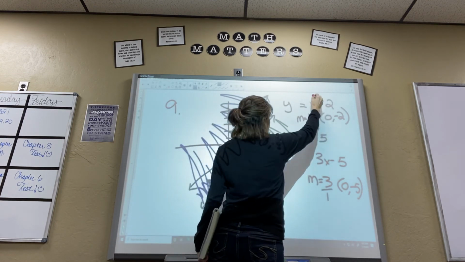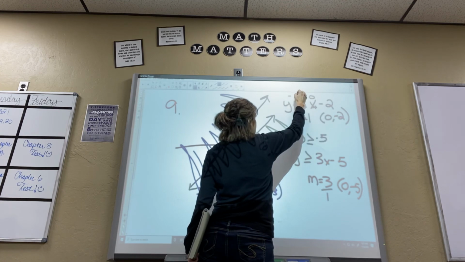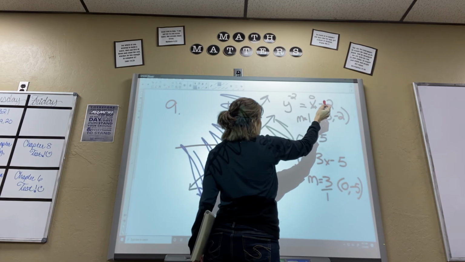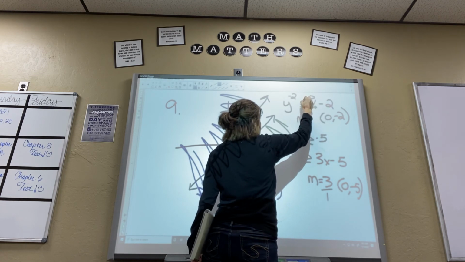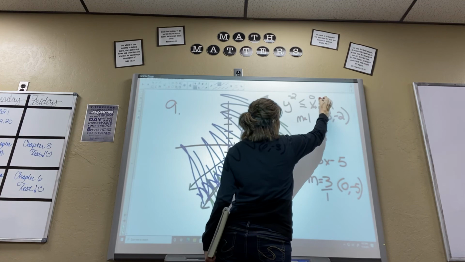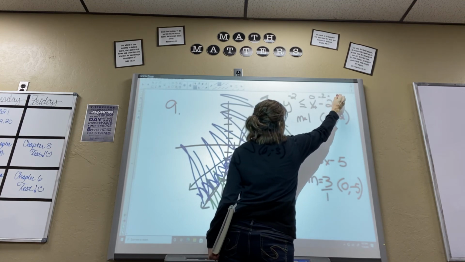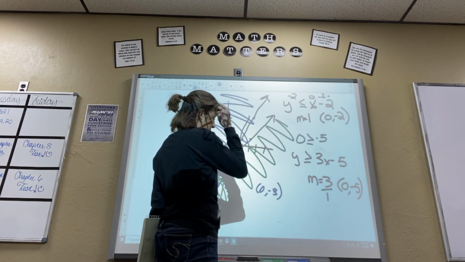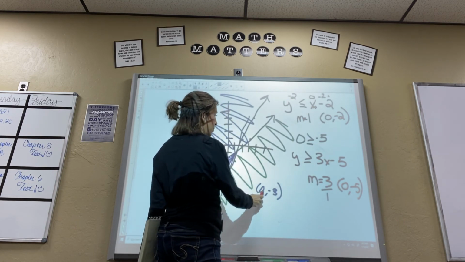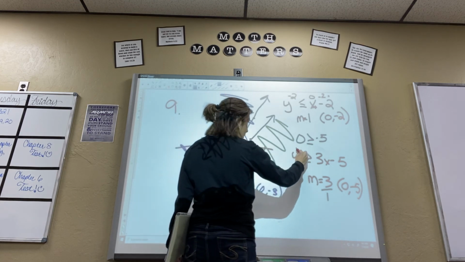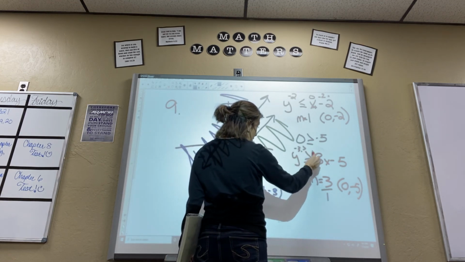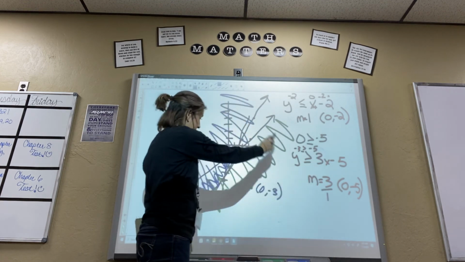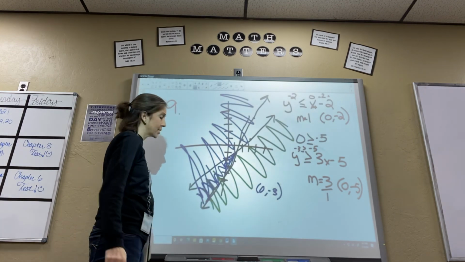Ah, all right, so we have x is 0, and this y is negative 2. Negative 2 is less than or equal to 0 minus 2 equals negative 2. Negative 2 is equal to negative 2. So that's true. Okay, so it works for that one, and let's plug it in this one. Negative 3 is greater than or equal to negative 5. That's true. So it does work for both. So it is the solution set.